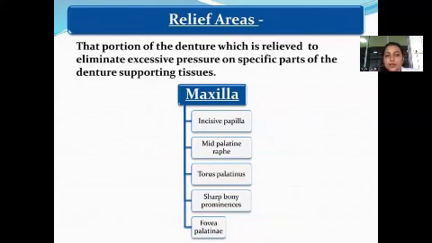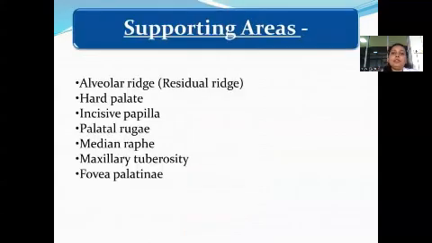We see the relief areas. These are the portions of the denture which are relieved to eliminate the excessive pressure on the specific parts of the denture supporting tissues. The relief areas will be the incisive papilla, mid-palatine raphe, torus palatinus, sharp bony prominence, and the fovea palatine. Next is the supporting areas.